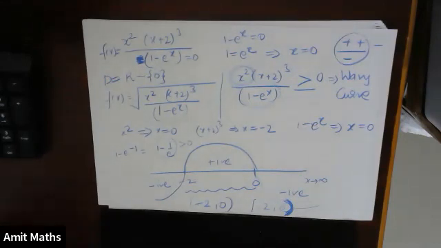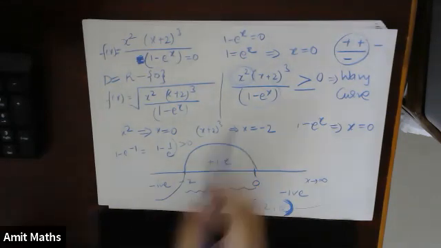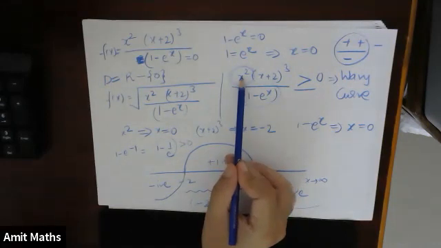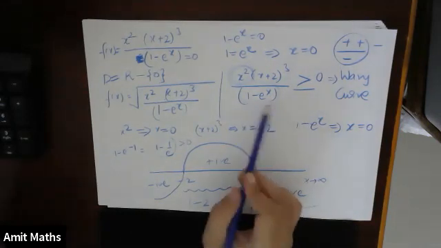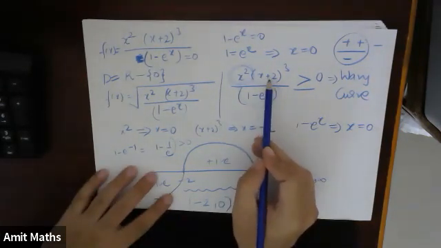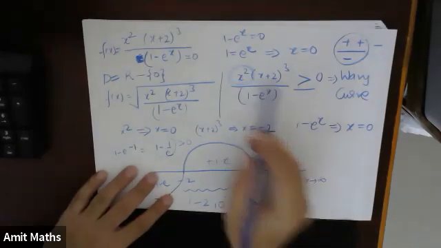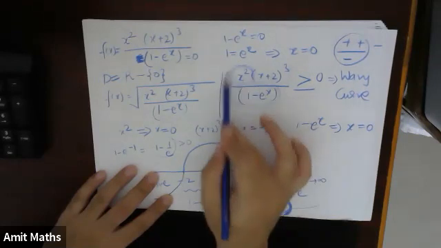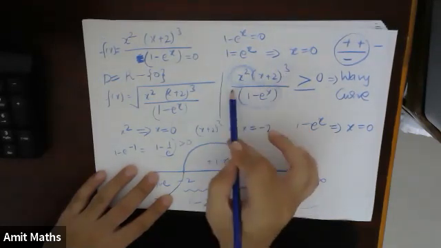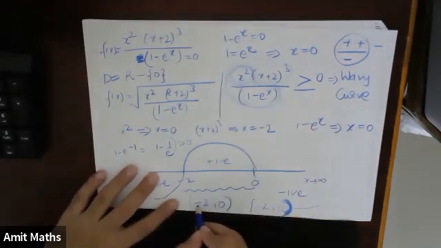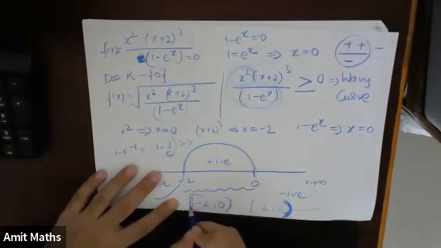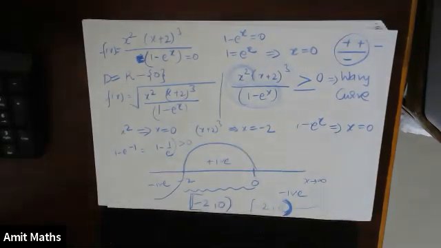I just have to check what the bracket will be on minus 2. Minus 2 whole square will be 4, and 1 minus e to the power minus 2 will be some value. Now minus 2 plus 2 will become 0, and 0 whole cube is 0. So this whole thing is a number, and this is 0. A number into 0 will become 0. That means minus 2 can be included, so this will be the domain of this function.